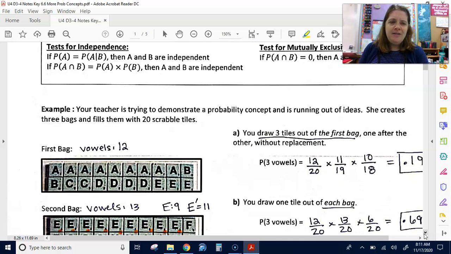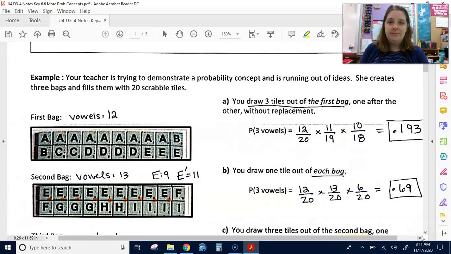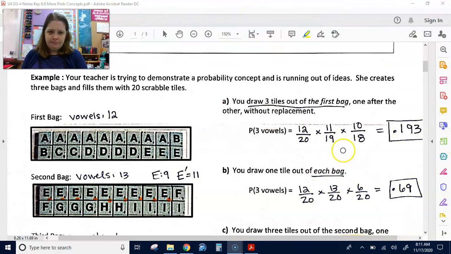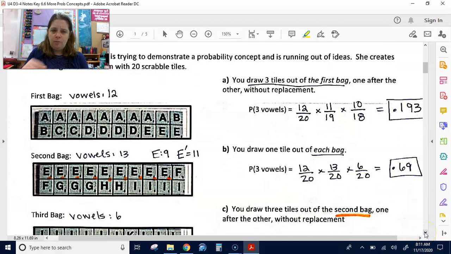Okay, I've already got these problems worked out, so just bear with me, but I just want to talk you through. Suppose your teacher is trying to demonstrate a probability concept and she is running out of ideas. Not a big stretch. She creates 3 bags and fills them with 20 Scrabble tiles. First question: you draw 3 tiles out of the first bag, one after the other, without replacement. I want to know the probability of 3 vowels.